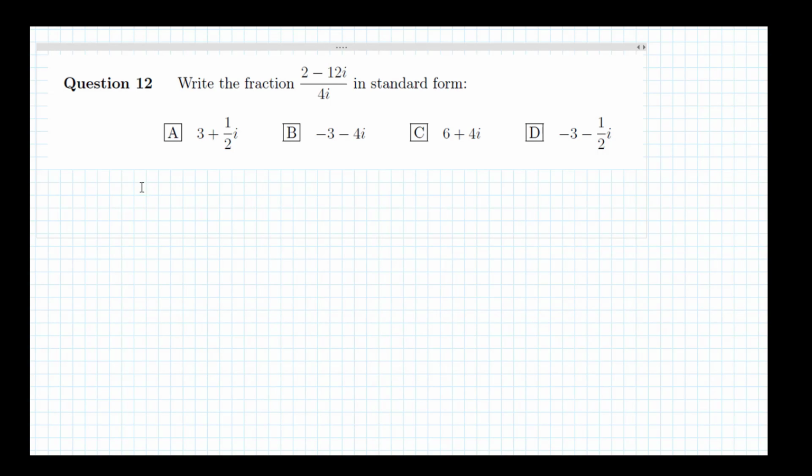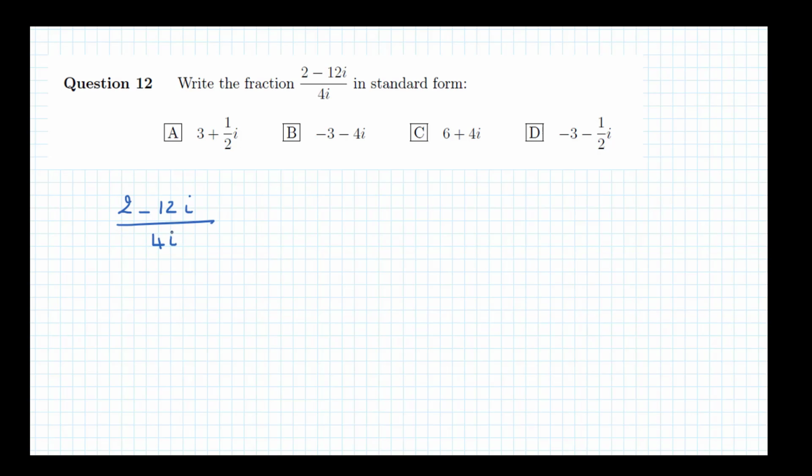In question 12, we want to write the fraction (2 minus 12i) divided by 4i in standard form. The simplest way to deal with this question is to multiply the numerator and the denominator by i, since i times i equals i squared, which is equal to negative 1, so we will get a real number in the denominator. Now let's distribute i.